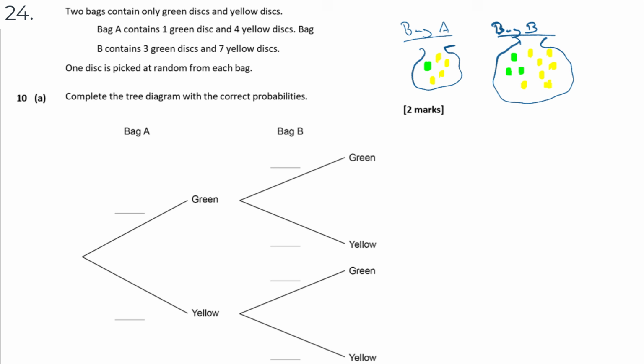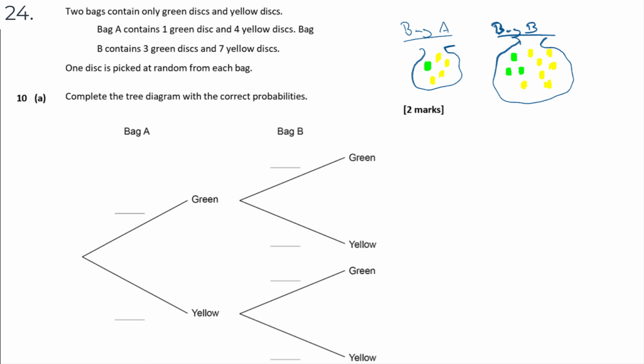So this is an example of independent probability, because what I pick in bag A cannot in any way influence what I'm going to pick for bag B. If I had to pick something from bag A and then put it in bag B and then pick from bag B, it would be different. But I don't. I'm just picking from bag A and then I'm picking another one from bag B.